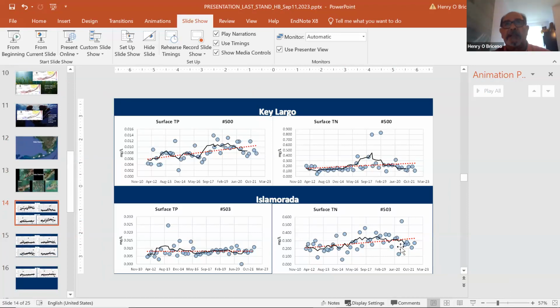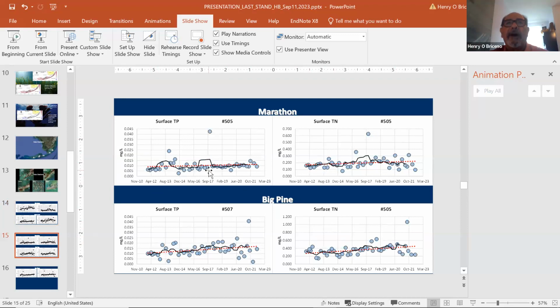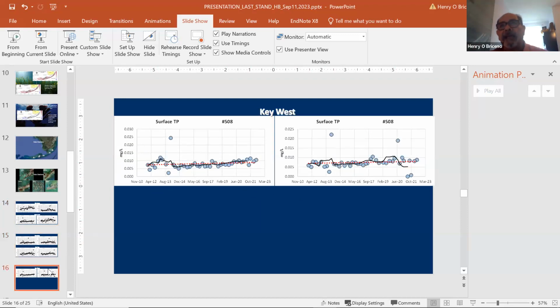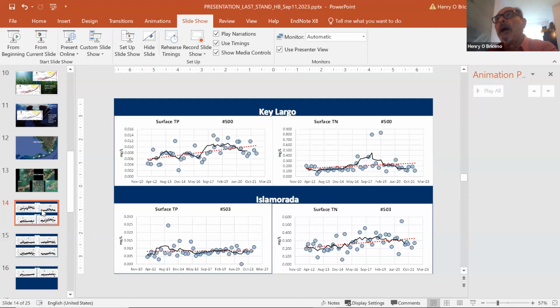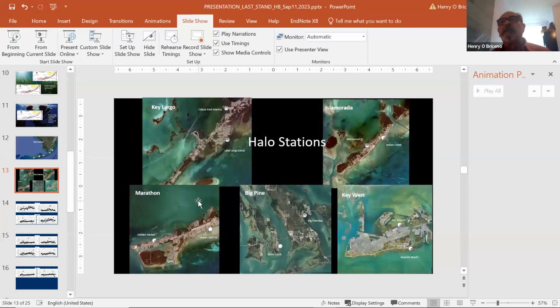And then you can see, using the data from these stations, I'm going to use only phosphorus and nitrogen here, because they are very important nutrients for the biota in general, that phosphorus has been increasing, nitrogen has been increasing in Key Largo, in Islamorada, in Marathon, in Big Pine, and Key West. So we have had increases of these nutrients region-wide. And I think we don't have enough stations. I think we need more to have a little more robust data set.